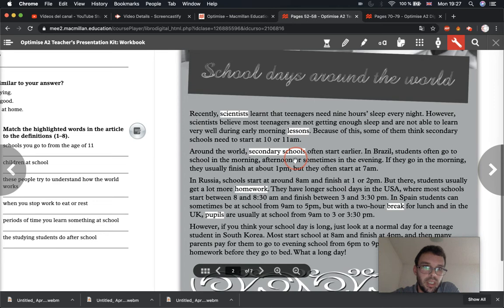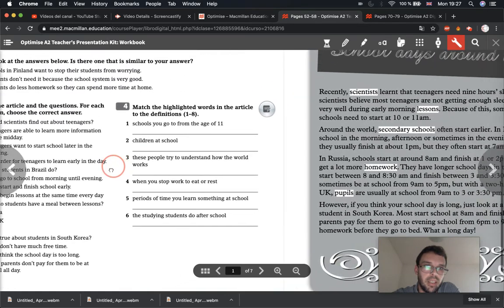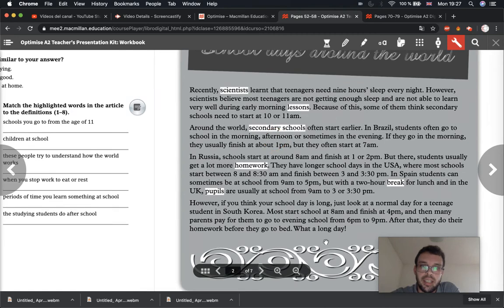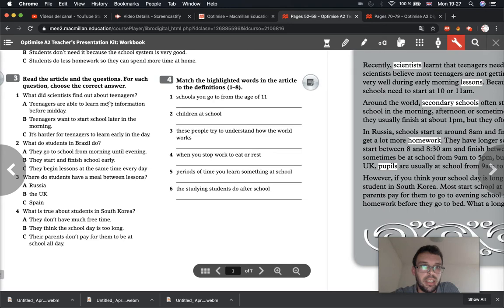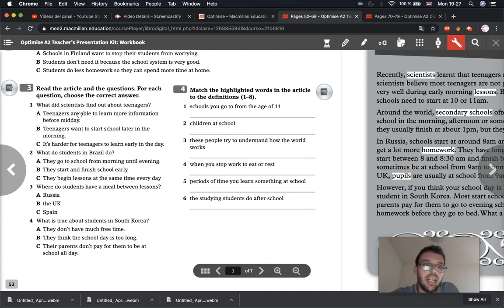So first thing, read the questions. Underline important words. Then read the text. Read it carefully. Look at the questions again. Find the answers in the text. Underline them. And then choose the correct answer from the options.